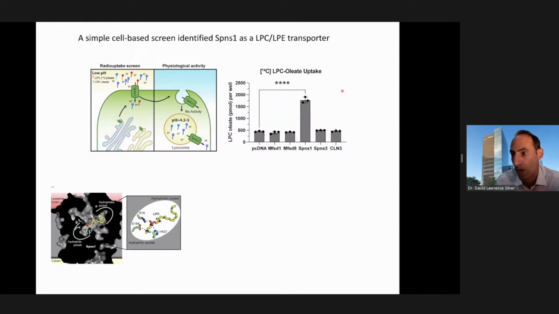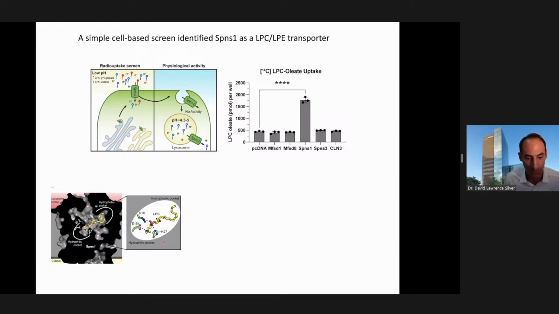We did a structural model of SPINS1, and we found some unique features that are different from MFSE2A. One, it's not a sodium-dependent transporter. Second, the large pocket or transport cleft for LPCs that is seen in MFSE2A is not seen in SPINS1. SPINS1 has a very tight cleft, as you can see here, where this yellow line signifies the acyl tail of the LPC. So it's a very tight fit in the hydrophobic pocket. The pocket is very small.